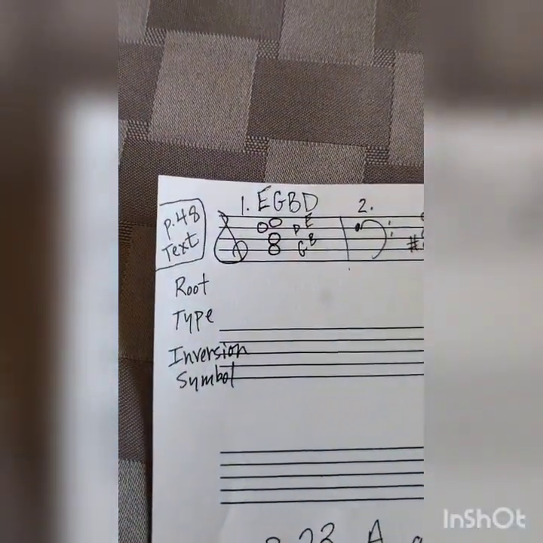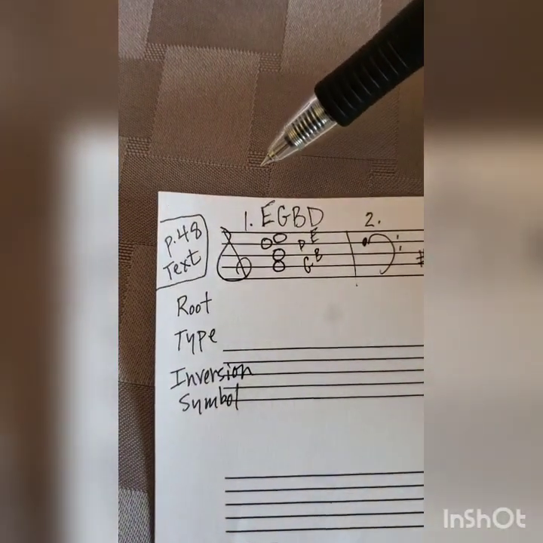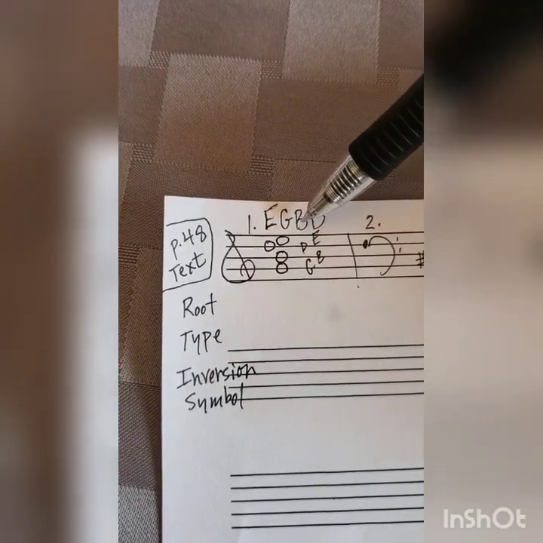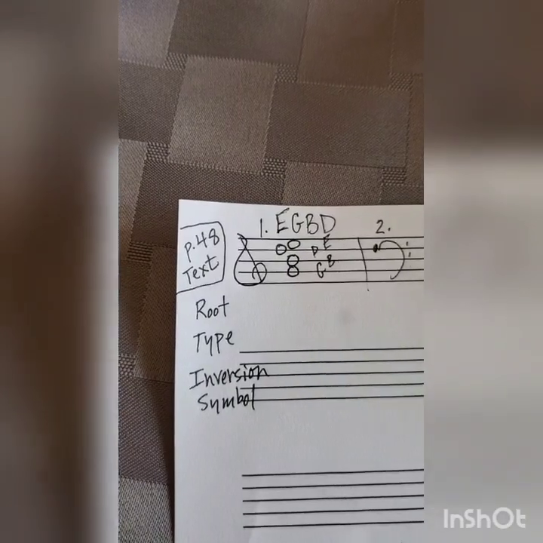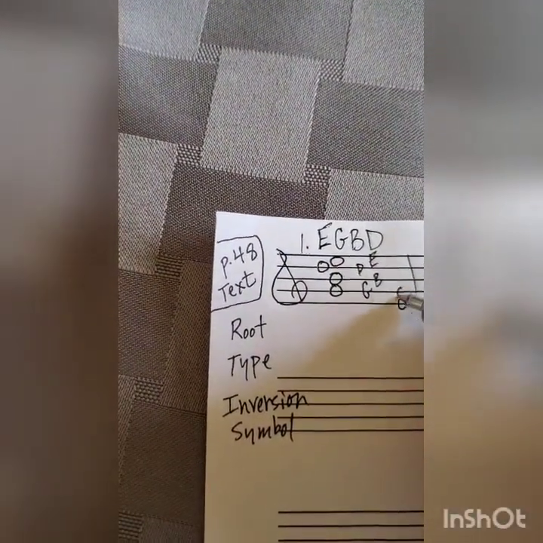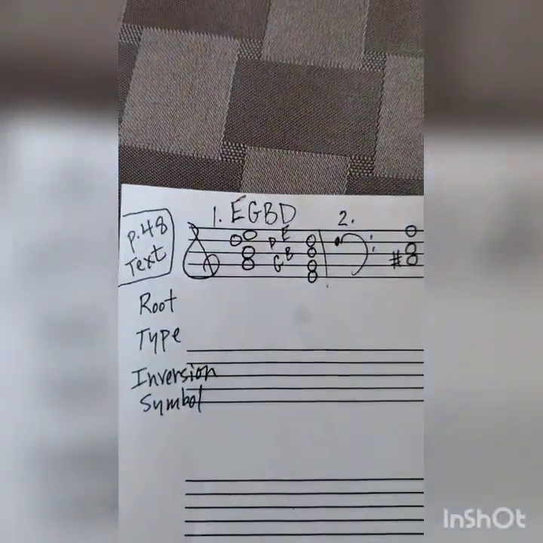Now, how do you know that it's root position? Again, it's in root position because all the letter names are a third apart from one another. So E to G is a third, G to B is a third, and B to D is a third. So that's root position. Visually on the staff, in root position, it would look like this. Right? That's a root position chord on E.